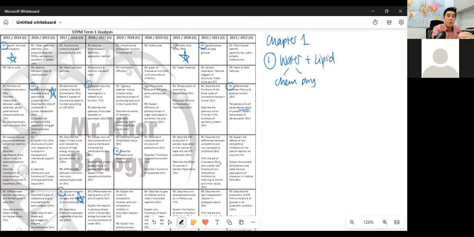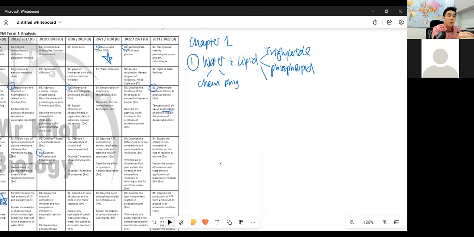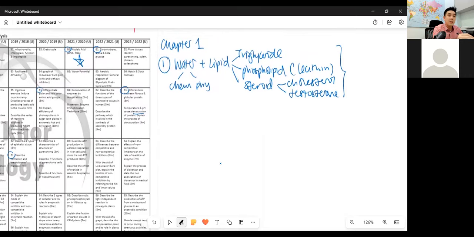Then for lipid, you have to study triglyceride and phospholipid. Of course, for phospholipid, they like to ask about lecithin. The structure must be stearic, oleic, and then there's a choline on top as a group. Steroid, cholesterol, testosterone. Must know how to draw the structure as well. So guys, for these three, please study the structure and function.